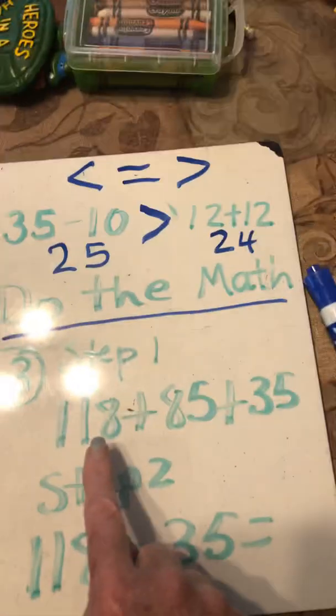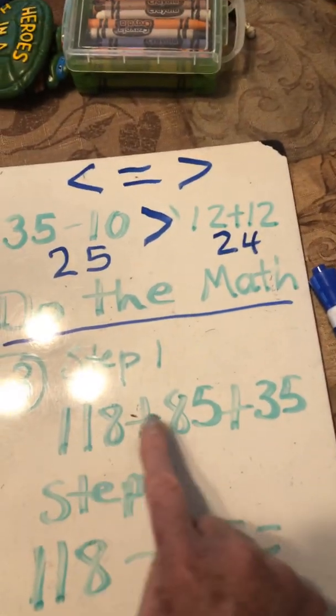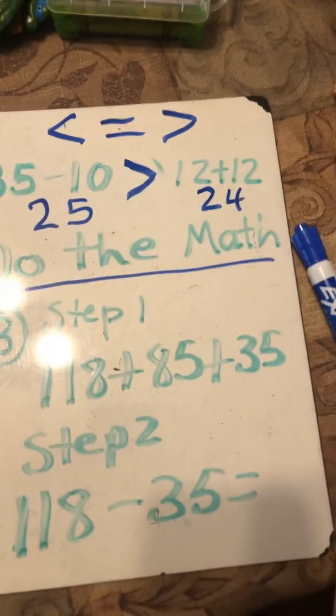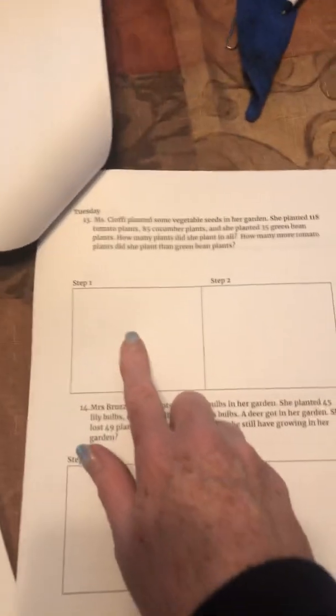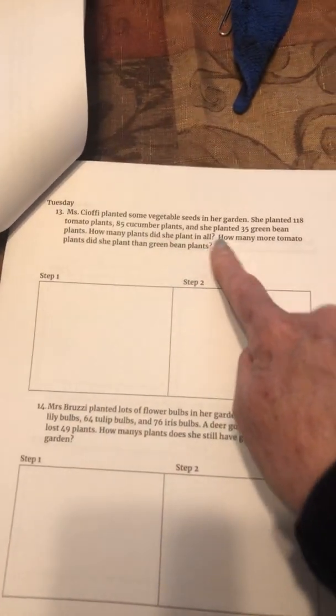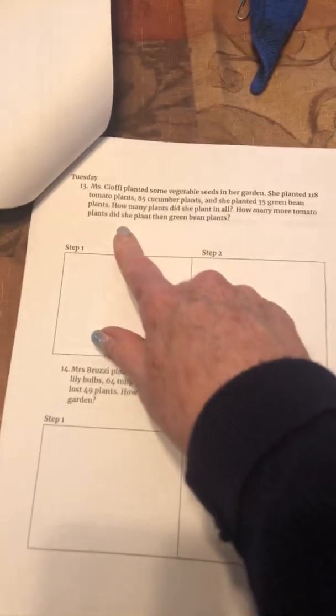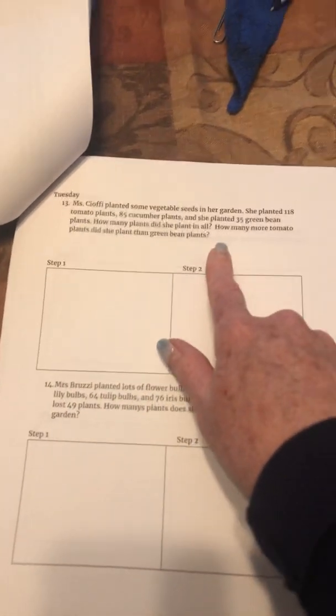You need to add all three of them together. 118 plus 85 plus 35. Add them all together. That's the first step. So you're answering this question first. The second question is, how many more tomato plants did she plant than green beans?